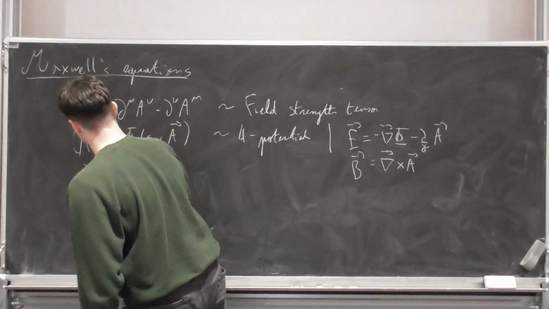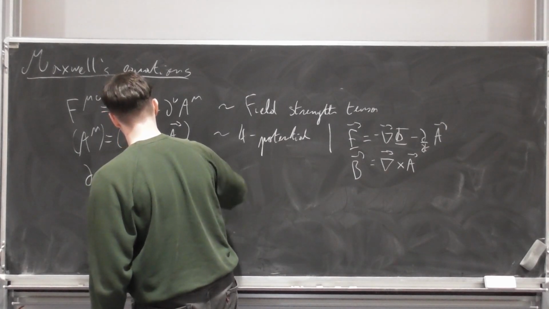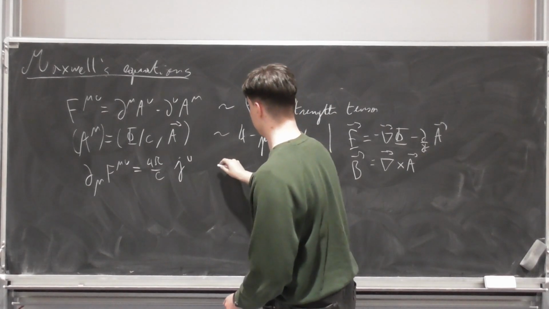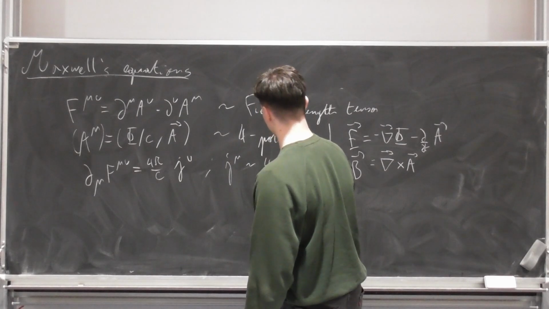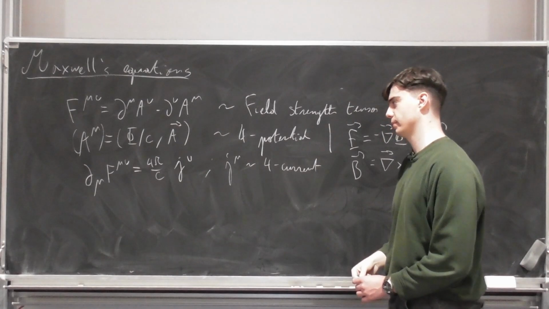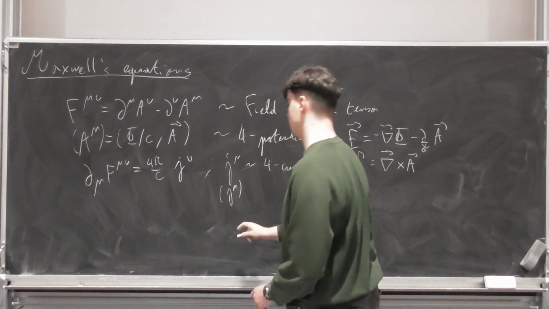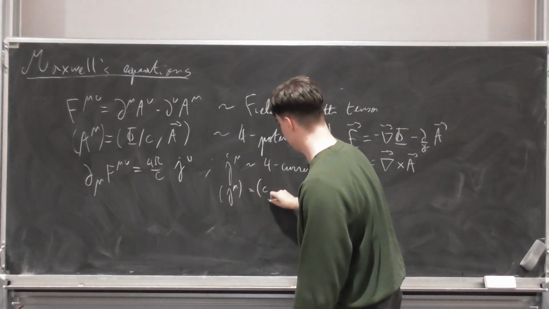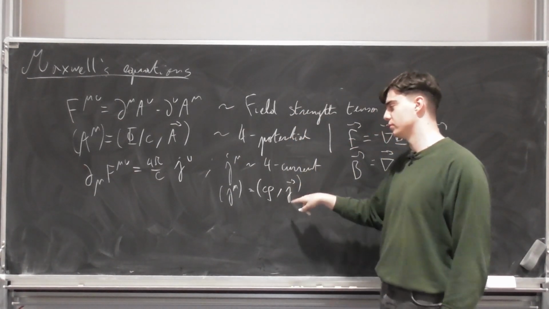∂_μ F^{μν} is equal to 4π/c J^ν, where J^μ is the four-current density, usually just referred to as the four-current. And so the four-vector with components J^μ is c times the charge density, and then the three-current density. So this is just the regular one.